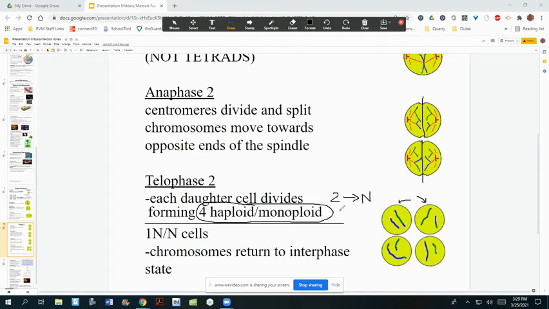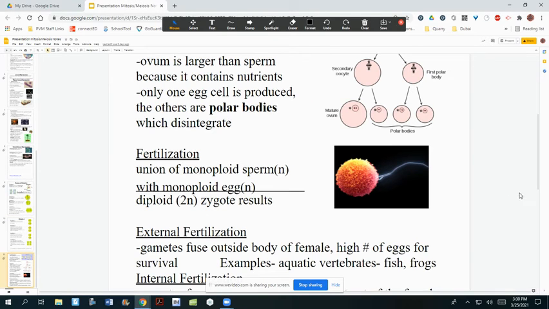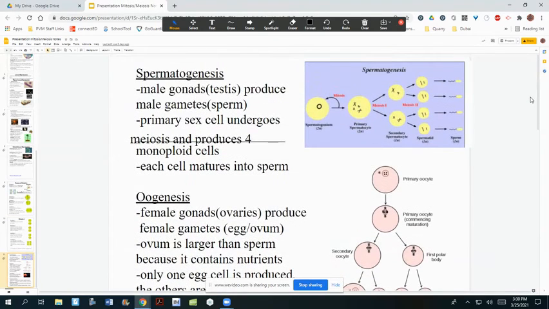So 2N has been reduced to N. That's half the normal number, or haploid, meaning 1N. These are 1N cells, and these are going to become sperm, or they can become eggs, depending on the gender of the organism. Those are haploid cells, and when we get to a comparison of male versus female, we have 2 processes that occur.